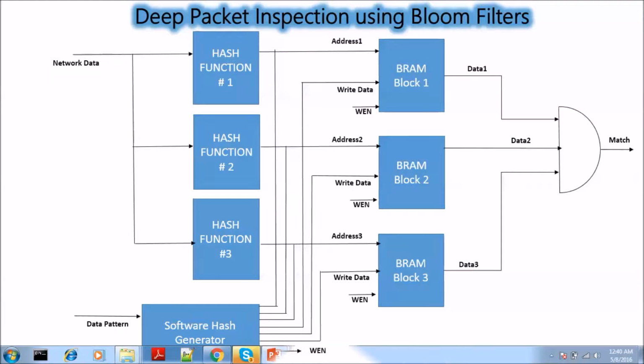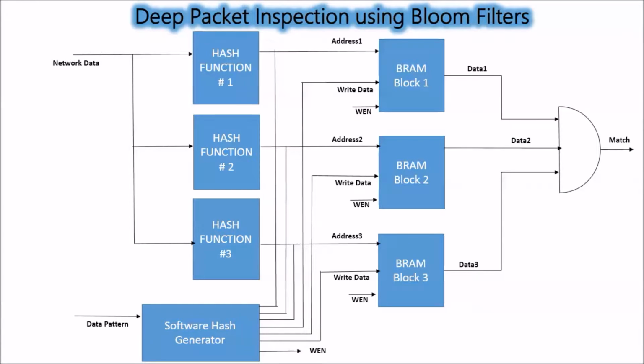the next packet. So now we'll discuss how we are doing deep packet inspection using Bloom filters. In this, we have the hardware hash functions and the BRAM blocks. Along with that, we have a software hash generator which is used during the initialization phase. So now I will explain how it is being done in detail.